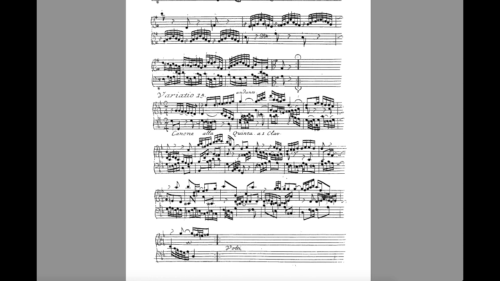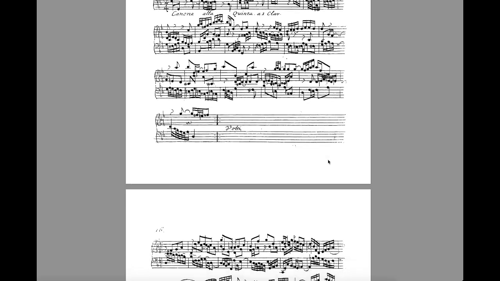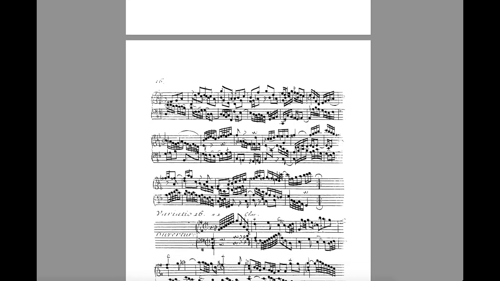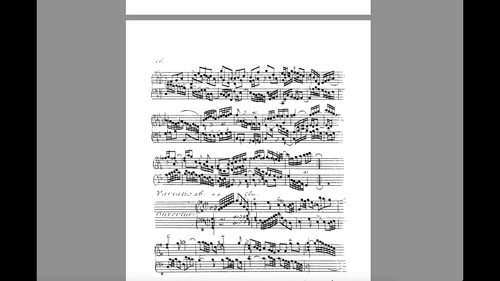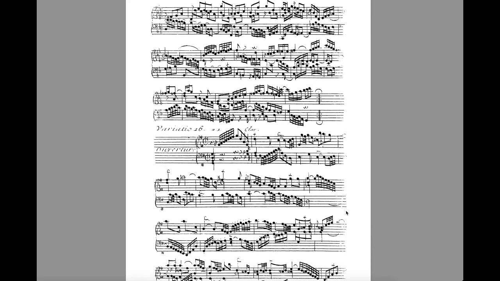Variation 15 is canon at the 5th, and Volti, turn the page because it's continuing. At the end of variation 15, there is a fermata. That is the first half of the Goldberg variations.